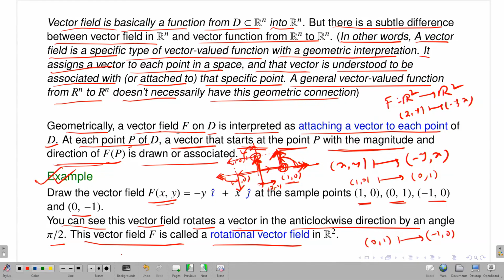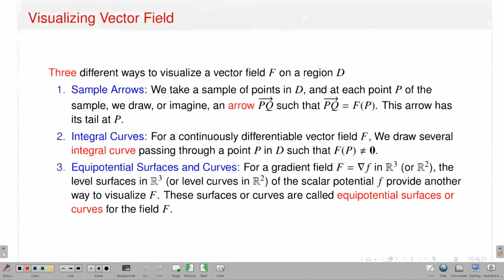A vector field F on D is interpreted as attaching a vector to each point of D. That means at each point P of D, a vector that starts at the point P, with the magnitude and direction of capital A of P, is drawn or associated. So that's the definition of a vector field.